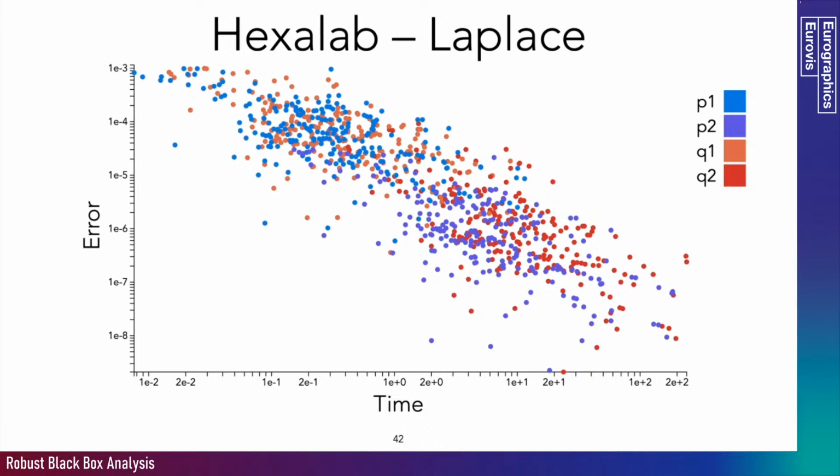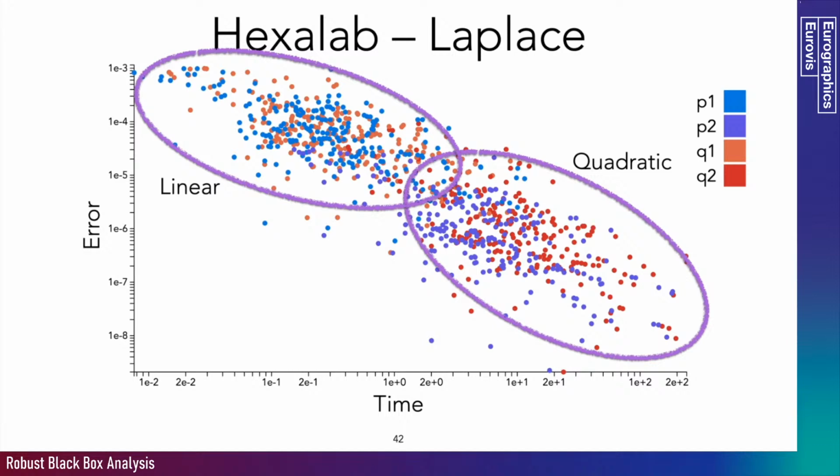These are really state-of-the-art hex meshes, almost done by hand. And this is the result for the Laplace equation, and this is really difficult to distinguish, but I can draw some ellipses on top of it, and we see there is kind of a distinction between the linear and the quadratic element, but there is no clear distinction between the blue tone and the red tone. There is no real distinction between P and Q, sorry.